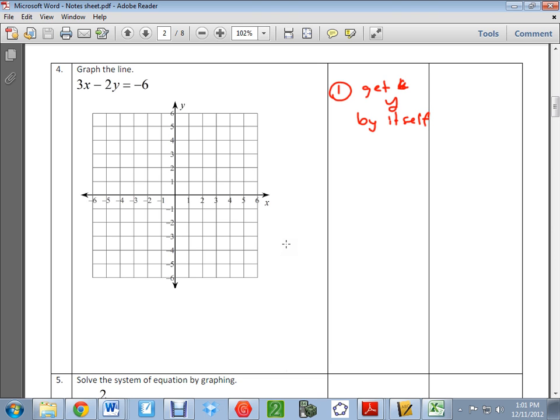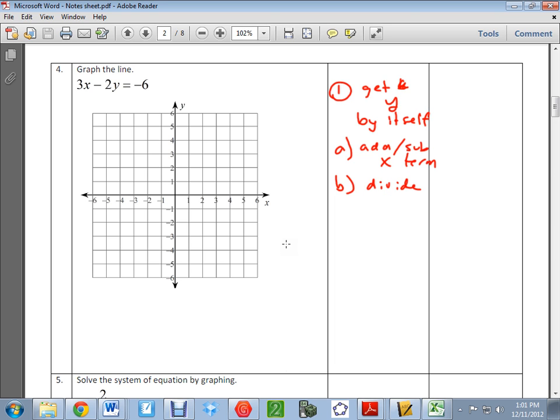In order to do that, I need to do a couple steps. The first thing I need to do to get y by itself is to add or subtract the x term. The second thing that I need to do is divide by whatever is in front of the y. That usually will get y by itself, usually.